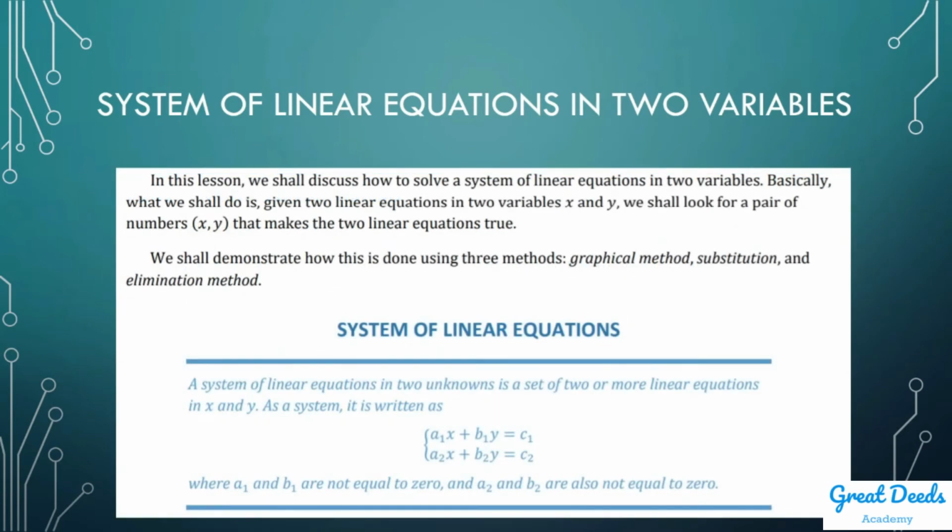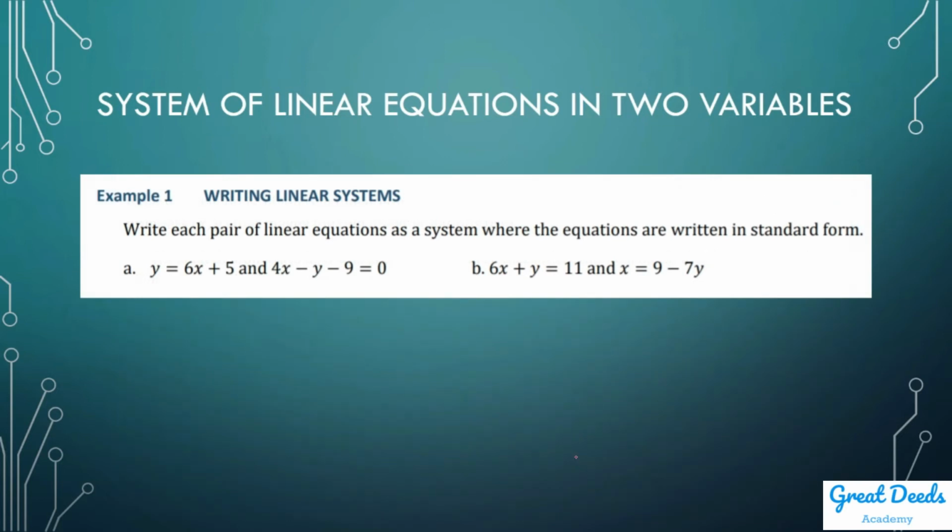So how do you write a system of linear equations? In math, we also aim for formality. This is how you do it: you have the brace and you write the equations in standard form. Write each pair of linear equations as a system where the equations are written in standard form.